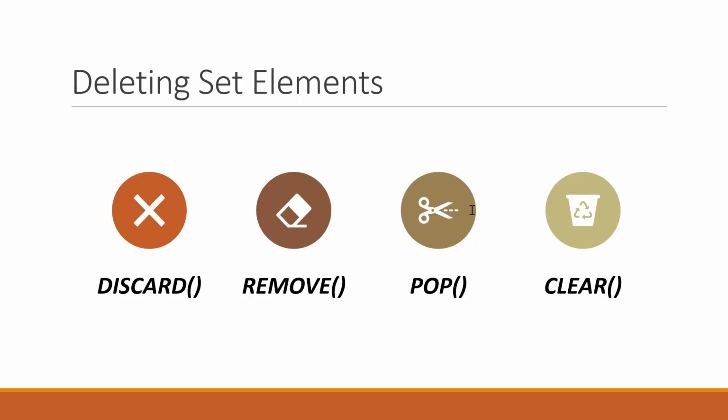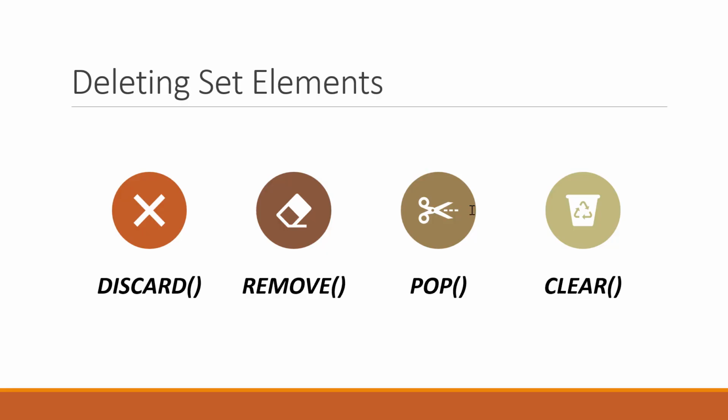As we discussed earlier, we cannot utilize indexing on a set. This means we cannot use the del keyword to delete an individual element from the set, but we can utilize various built-in set methods to delete elements. To delete elements, these are the four built-in methods we can utilize. The very first is the discard method, second is the remove method, then we have the pop method, and last we have the clear method.